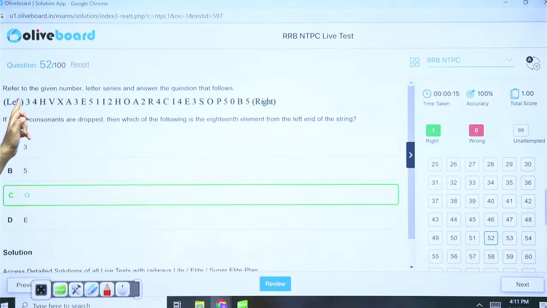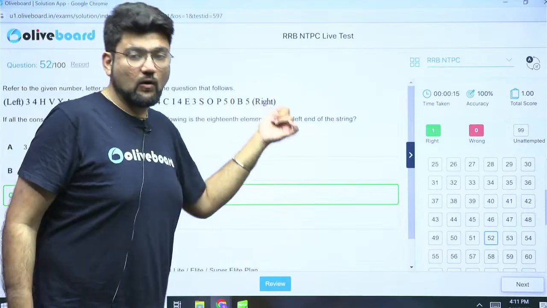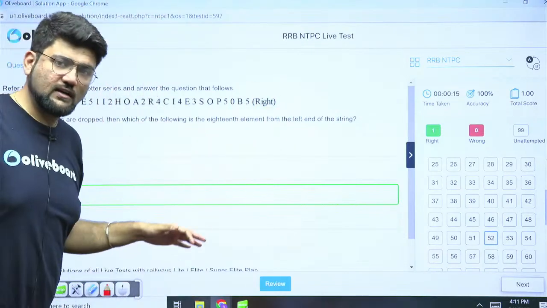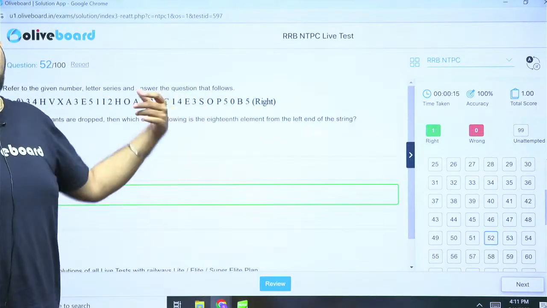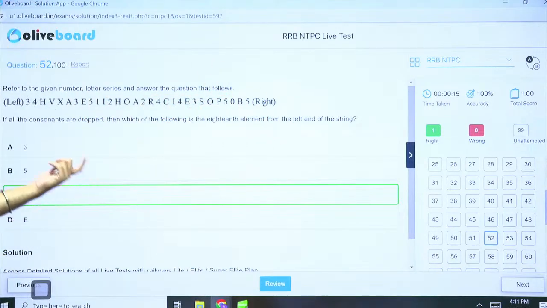A lot of students will first count everything, then count the consonants, then remove the consonants, then from the right hand side they'll find the rank and then count. One and the same thing, guys. You think you're saving time here, but you are actually not.